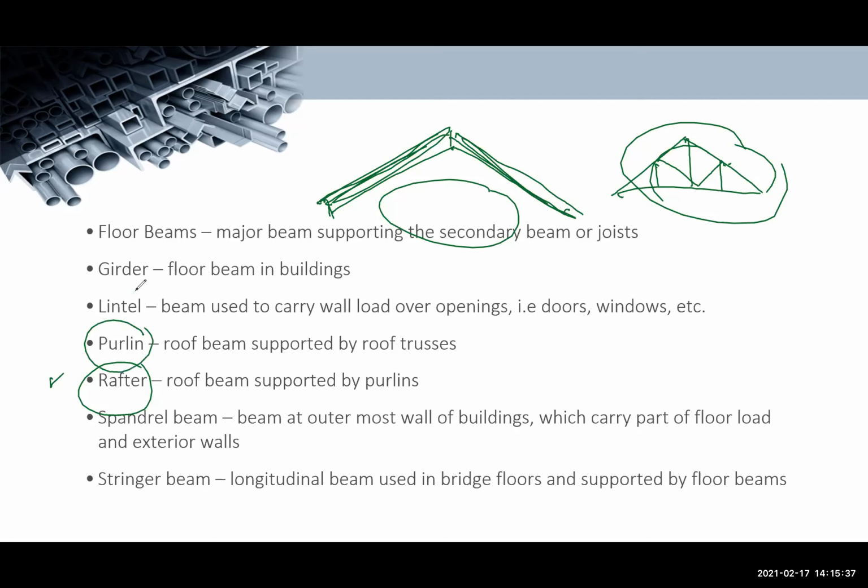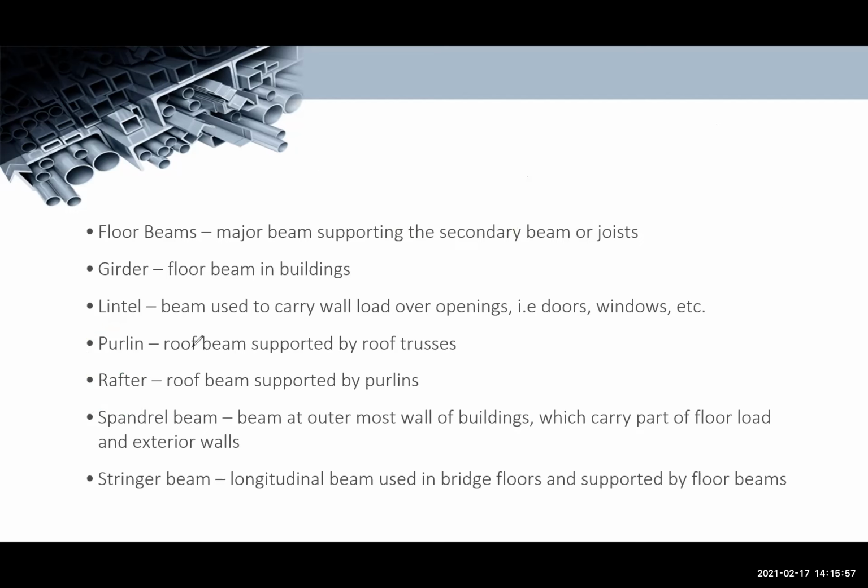Ang purlins naman, sila yung nasa top ng truss. Para kunyari si purlin, sorry, baliktad. C purlins, no? Yung nasa top, then after nung C purlins mo, yun na yung GI sheet or any type ng roofing na mismo ng bahay. Yan, para malinaw lang, no? So next is spandrel beam or beam at outermost wall of buildings which carry part of the floor load and exterior walls. So meron akong image na papakita later.